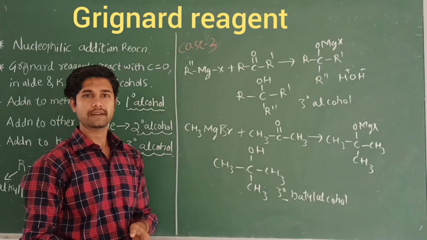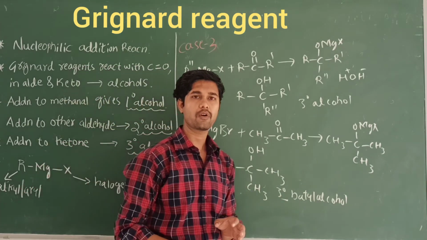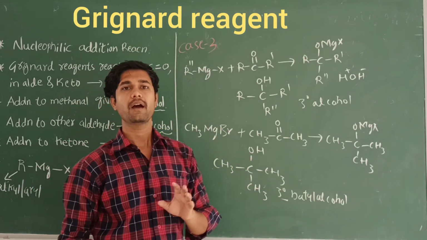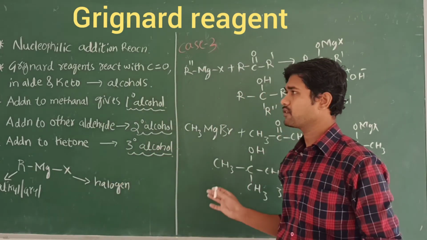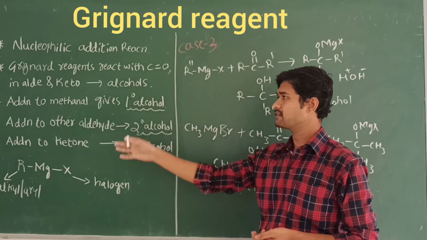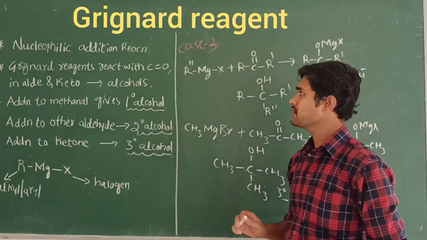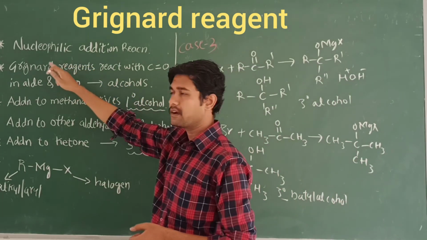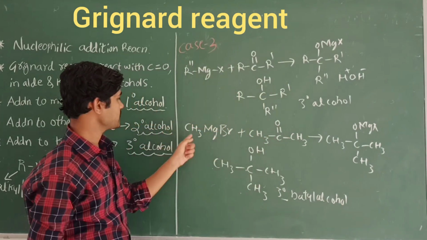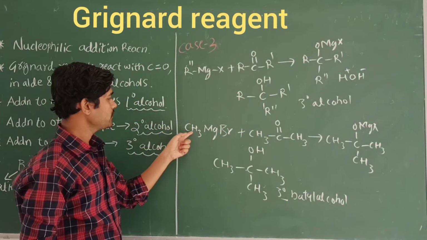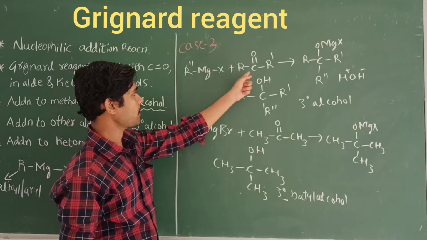Like this, the Grignard reagent will attack aldehydes, other than methanal, and ketones. Let's see the summary of this. What we have discussed, you can see briefly in the summary. First, there is the nucleophilic addition reaction: the R dash or carbanion group acts as the nucleophile, which attacks the carbonyl function.